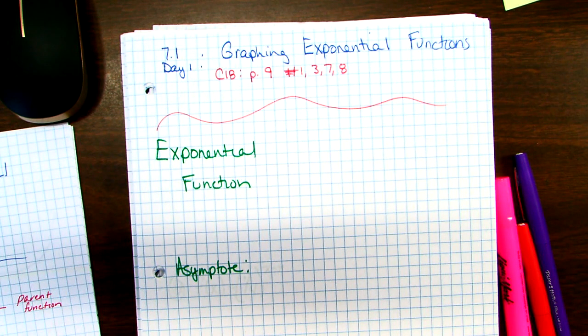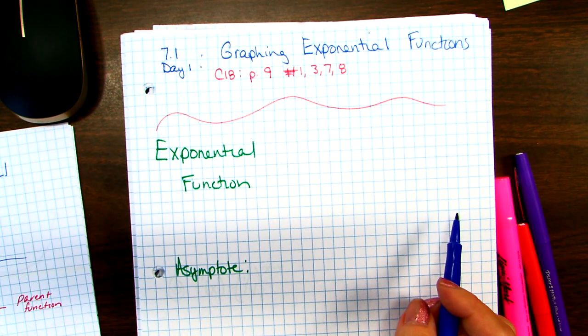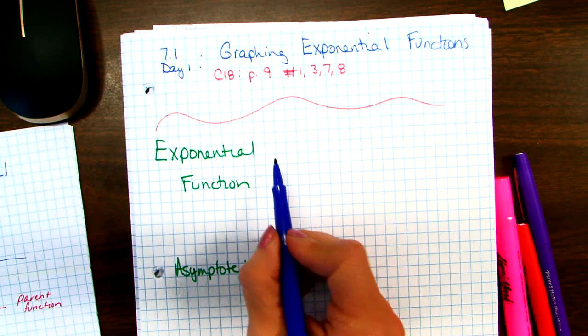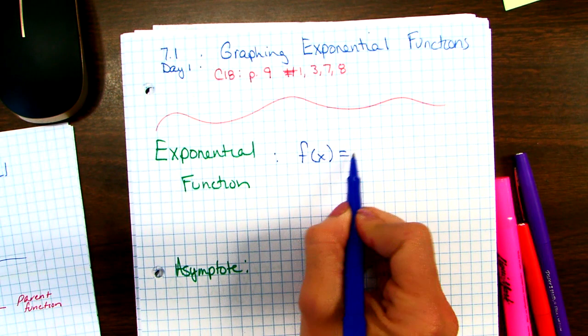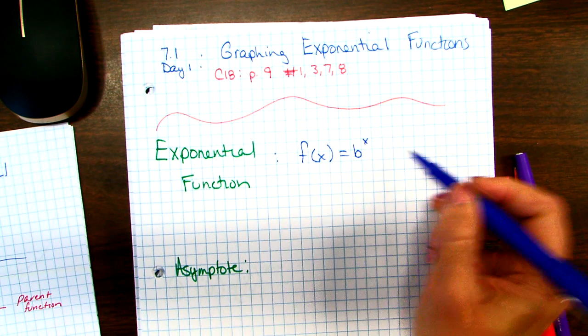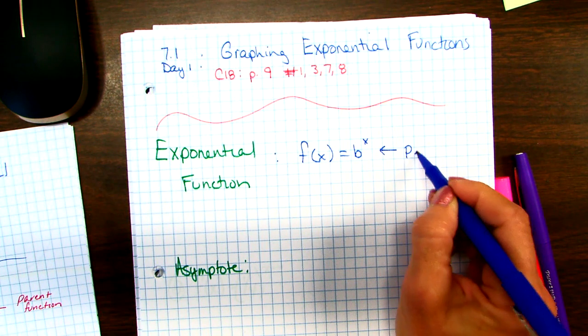All right, exponential function. The word in there is exponent. So guess what? It's going to have an exponent in it. We've already worked with some of these. This is what the parent function is. f(x) = b^x. So this is the parent function.